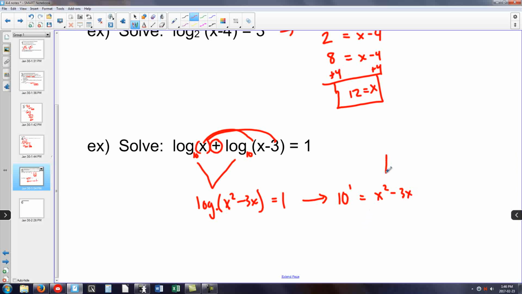Now, because this is quadratic in nature, I'm expecting two answers. And the way I get those answers is by setting the equation equal to 0. We've done this before. It's just been a while. You got to remind yourself when you have a quadratic, always get it equal to 0. Well, 10 to the first is 10. So I'm just going to minus 10. And I'll have 0 equals x squared minus 3x minus 10.